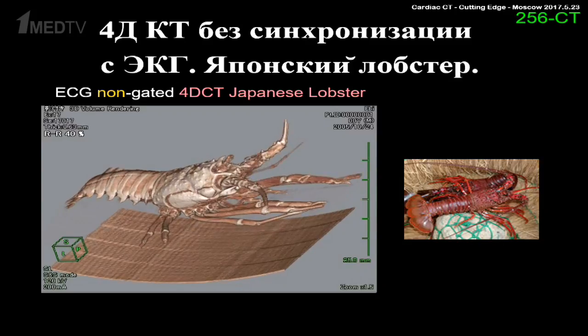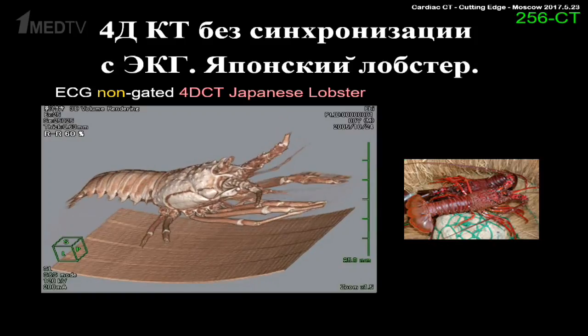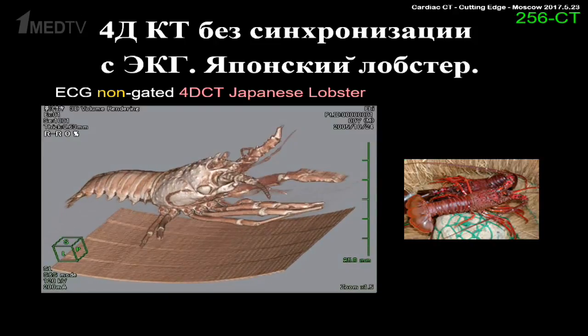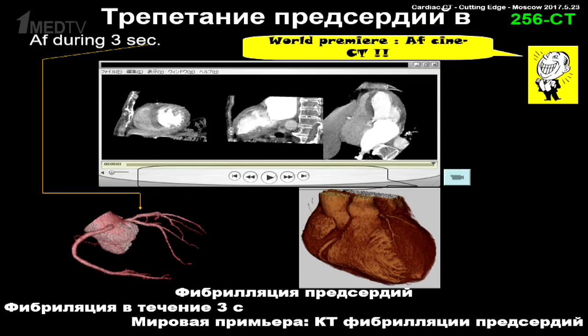So all of the 256 slices had exactly the same cardiac phase of the images. This is the first patient who was scanned with the 256 detector prototype CT in Japan. This is a real patient with AF, without ECG gating. You can see the arrhythmia very quickly.